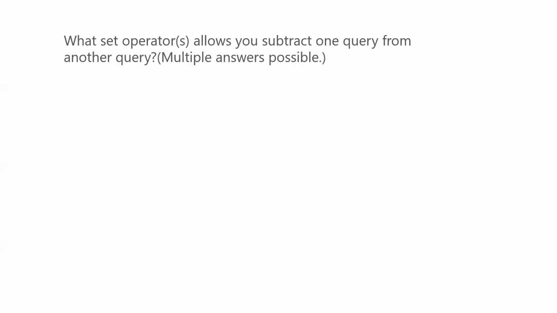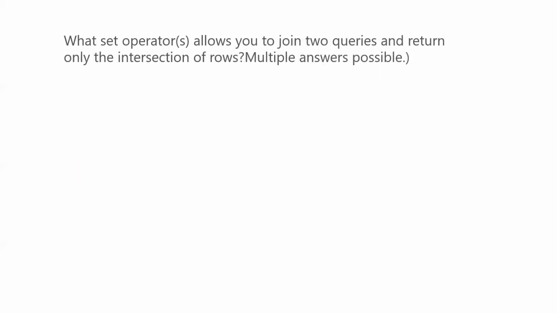What set operator allows you to subtract one query from another query? This isn't that tough because it is minus. Minus is the one that lets you subtract. Obviously, minus subtract. All right. What set operators allow you to join two queries and return only the intersection of rows? And that answer is, of course, intersect.